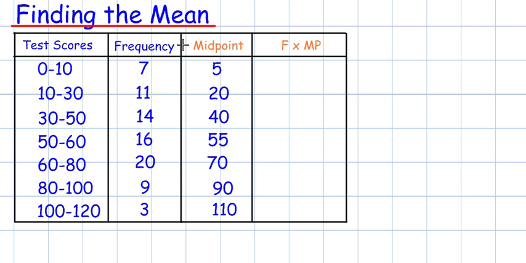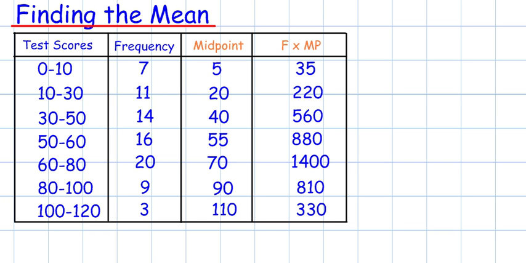I now need to multiply the frequency by the midpoint to fill in the fourth column. So I multiply 7 by 5 to give me 35. 11 multiplied by 20 is 220. 14 multiplied by 40 is 560. 16 multiplied by 55 is 880. 20 multiplied by 70 is 1,400. 9 multiplied by 90 is 810. And finally, 3 multiplied by 110 is 320.